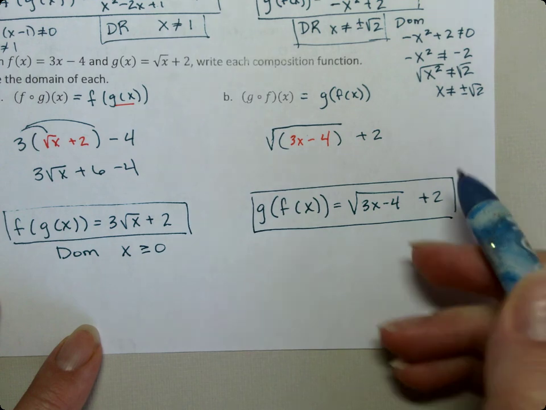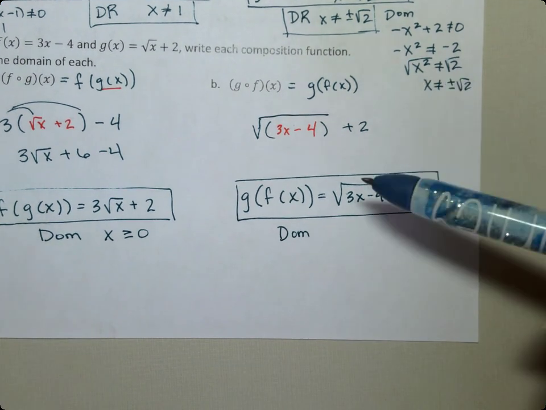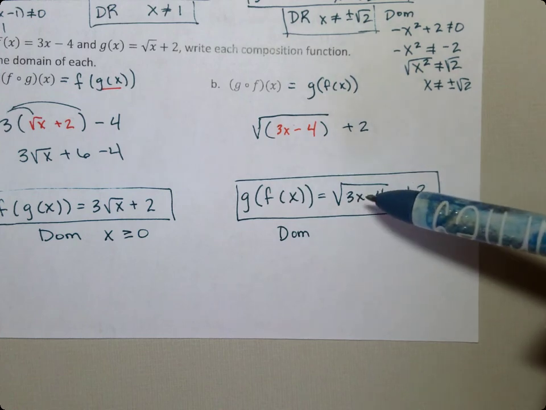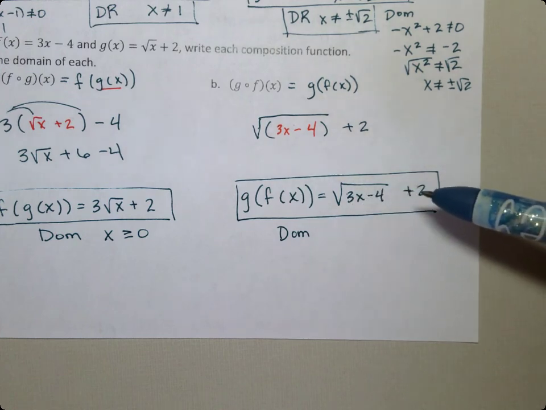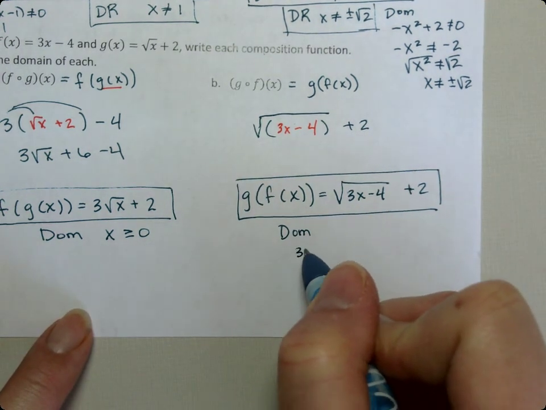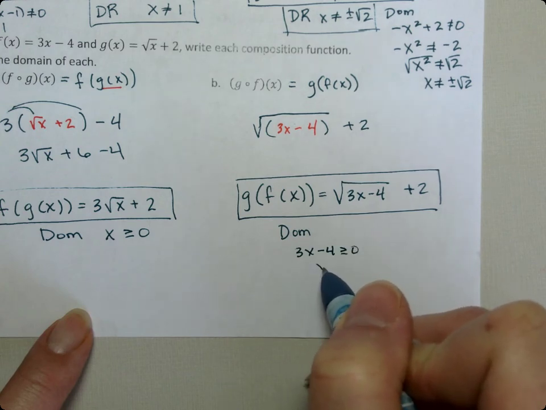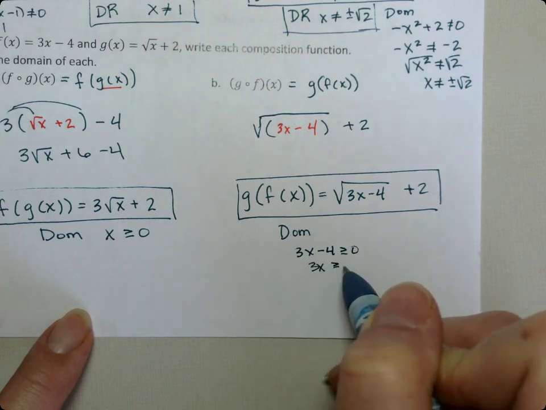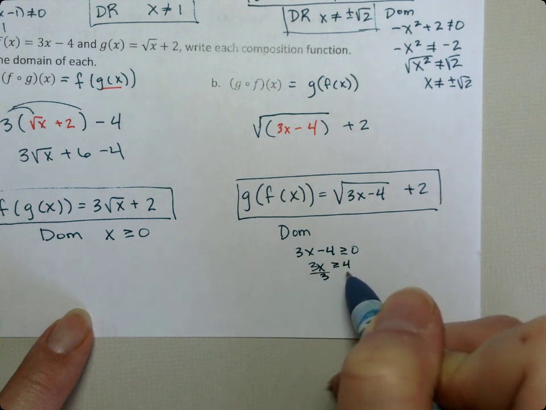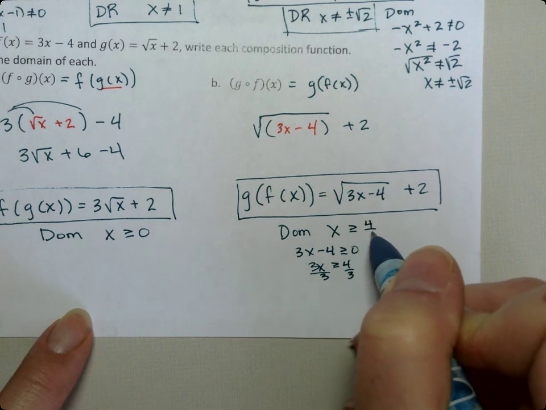All right, let's talk about the domain. So x can be 0? Well, actually, it can't be, because 3 times 0 would be 0, and then minus 4 is a problem. So I can't just go in and talk about 0. I need to say whatever is underneath the square root sign has to be greater than or equal to 0. So add 4. 3x is greater than or equal to 4, then what? So my x has to be greater than or equal to 4/3.